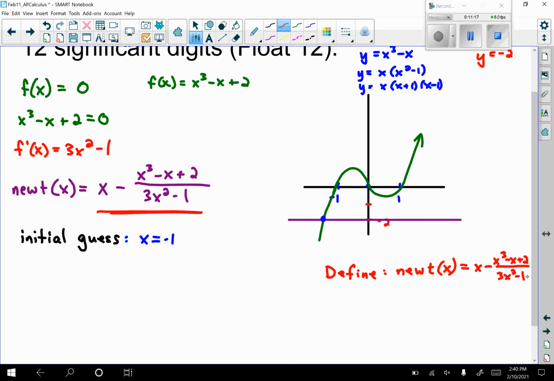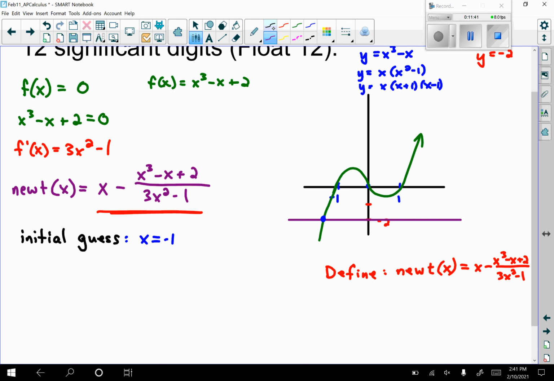So go ahead and define that in, and then just hit enter when you're done. Calculator is going to do all the work for us. All right, so once you have that saved, you want to go to the variable key, go down to the newt function. If that's the only one you have, that's fine. And then type in -1.